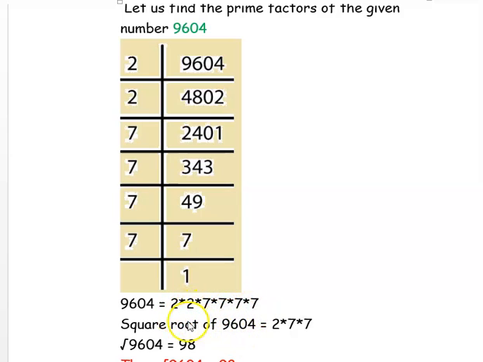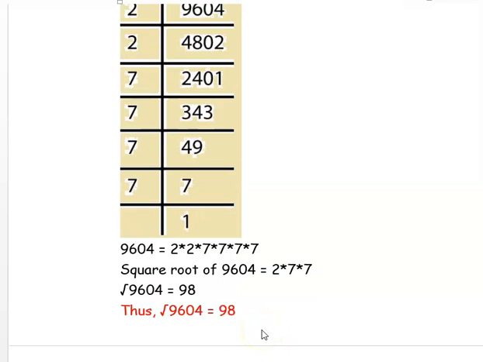Taking the square root, I am writing each pair only once. So 2 into 7 into 7. If you multiply, you will get 98. Thus the square root of 9604 is 98.